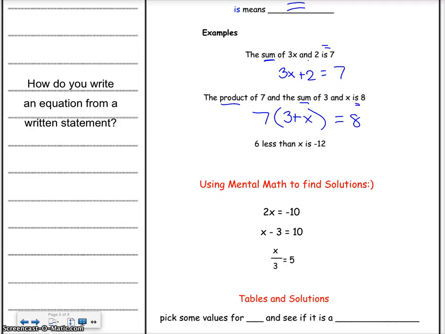Would it be fine to have it not straight into the parentheses, or would you want to distribute? You are distributing. Yep, you have to distribute.